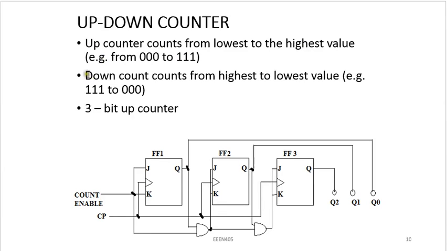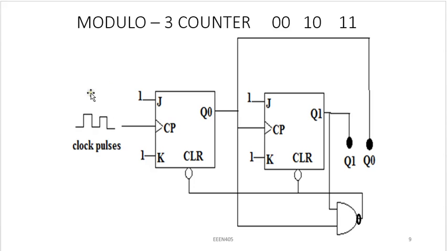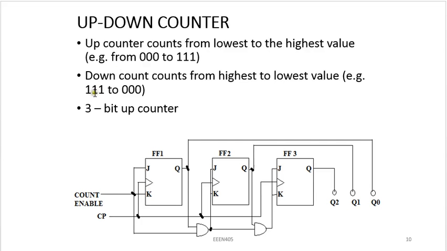And the down counter is the opposite of the up counter. It is the one that will count from the maximum, that's the highest, to the lowest. For instance, for this 3-bit counter, if it can count from 111 and terminate at 000, we call it down counter. And for us to design an up counter or down counter, we still use our JK flip-flops.